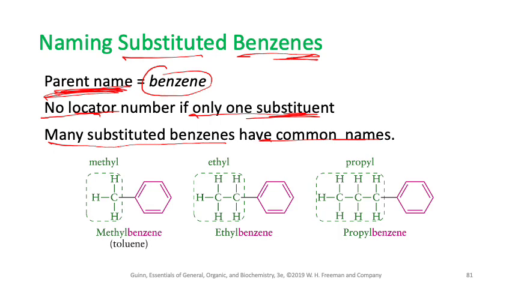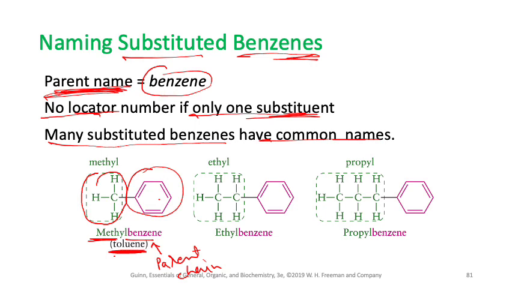So let's take some examples. You have a benzene, then you have one substituent carbon attached to it. You just write the substituent name, methyl benzene. Benzene is your parent chain. Right? And for methyl benzene, we have a common name called toluene. So if I say toluene, I'm talking about methyl benzene. Now if you have an ethyl substituent, then ethyl benzene. If you have 3 carbons attached to the benzene, propyl benzene. Right.